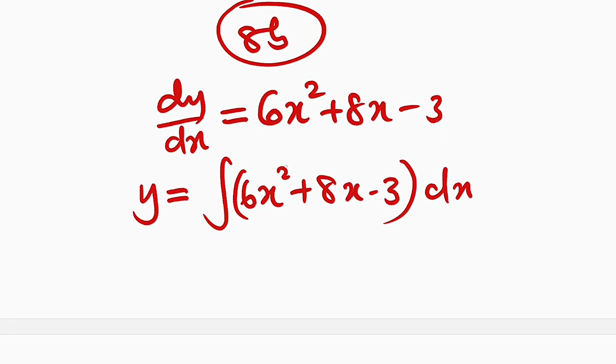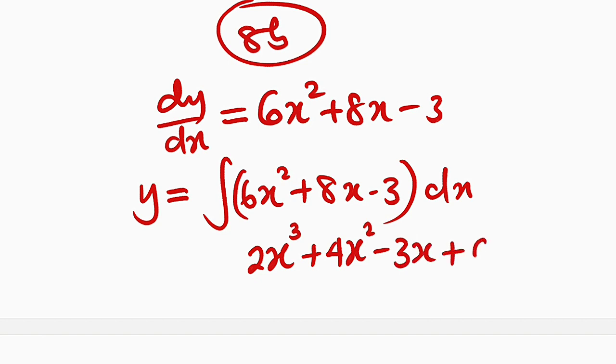Let's do that. This power will increase by 1, it becomes 3. And we have 6 divided by 3, which is equal to 2. So we have 2x to the third power. This naturally has a power of 1. You increase it by 1, it becomes 2, and you have to divide by 2. 8 divided by 2 is 4x squared minus, if it is constant, just attach x, then plus the constant of integration. And hence this is the y, this is the equation.